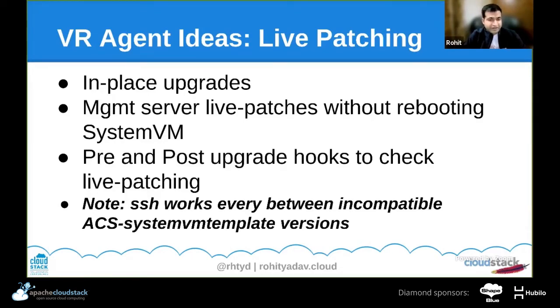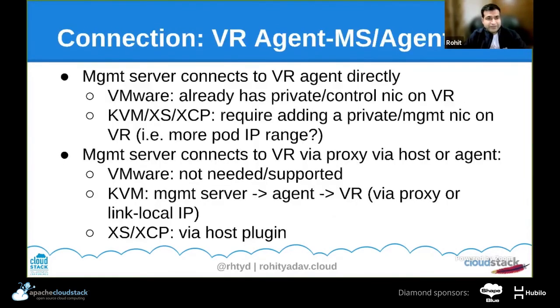One thing again to iterate is we assume and we know for sure that SSH will work even when you upgrade between system VMs. So SSH is one thing we count on, that since, let's say, version 4.2 or 4.5, we know SSH can work. So that is our tool to explore live patching. Just to reiterate, how can a VR agent talk to MS agents, the management server or the KVM agent? It's different for different hypervisors.